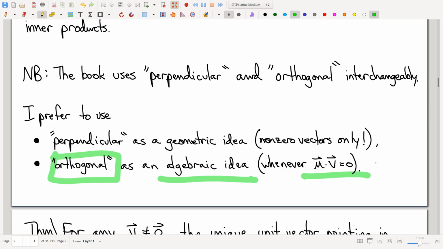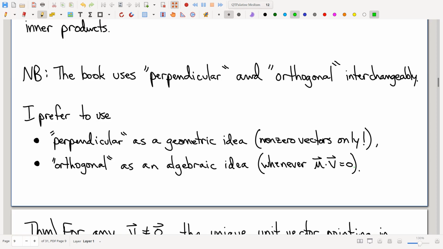So sure, there is a relationship, and whenever you have two non-zero vectors, then perpendicular and orthogonal are simultaneous. Yeah, sure, fine. But one of these words makes sense if you're talking about the zero vector. The other one doesn't make any sense at all. One of these allows for the zero vector. The other one does not. So you've got to be careful.